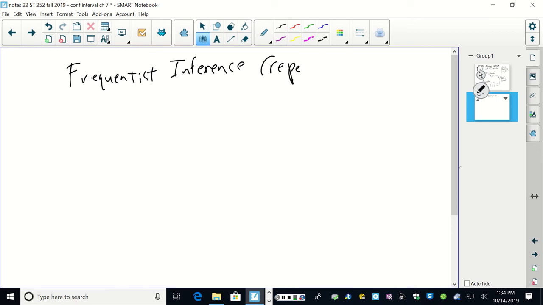Thinking about repeated sampling, what would things look like if we could take multiple samples over time? And it leads us to think about what is the sampling distribution of our estimator.